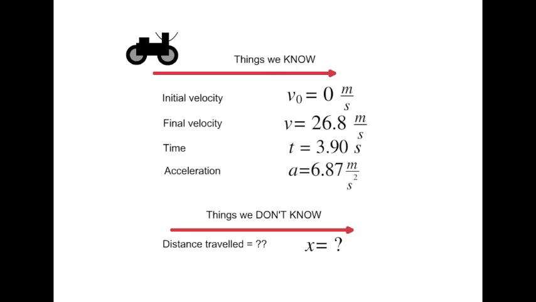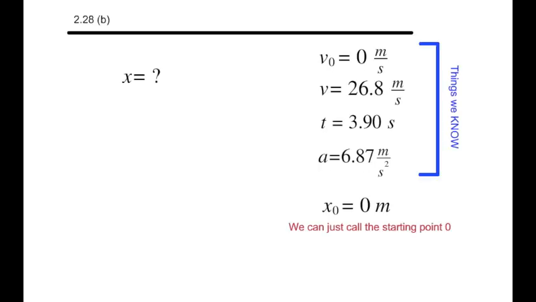Okay, so to keep things organized, I'm going to put all of my knowns on the right-hand side of the paper, including my new acceleration. And I'm also going to add that x0 is equal to 0 meters. And what does that mean? It just means that I have a starting point, which I can call 0, and that the final x, which is on the left, which is what we're solving for, will just be the distance traveled. So it makes our life easier just to set x0 equal to 0.